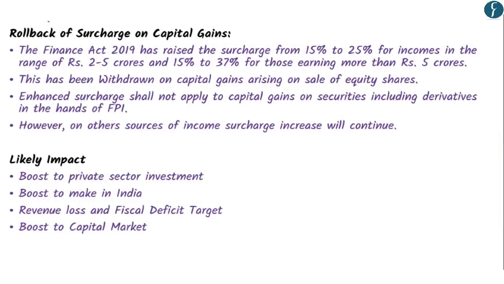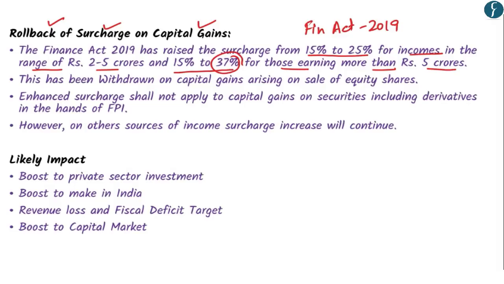Now, the government has also decided to roll back the surcharge on capital gains. The Finance Act of 2019 had raised the surcharge on income tax from 15% to 25% for income in the range of rupees 2 to 5 crores, and from 15% to 37.7% for those earning more than 5 crores. In order to stabilize the flow of funds into the capital market, the government has declared that the enhanced surcharge introduced by the Finance Act of 2019 shall not apply on capital gains arising on the sale of equity shares.